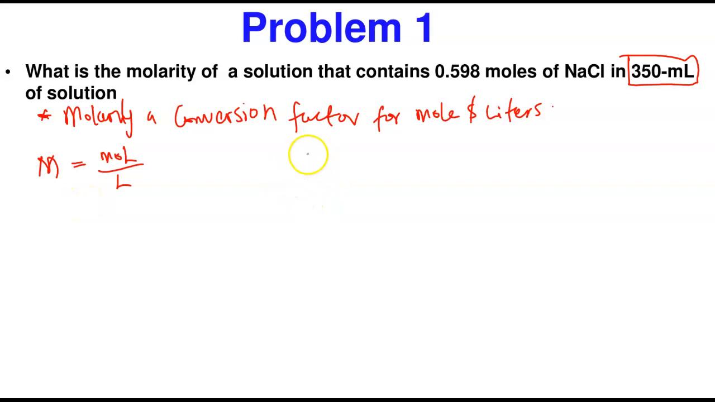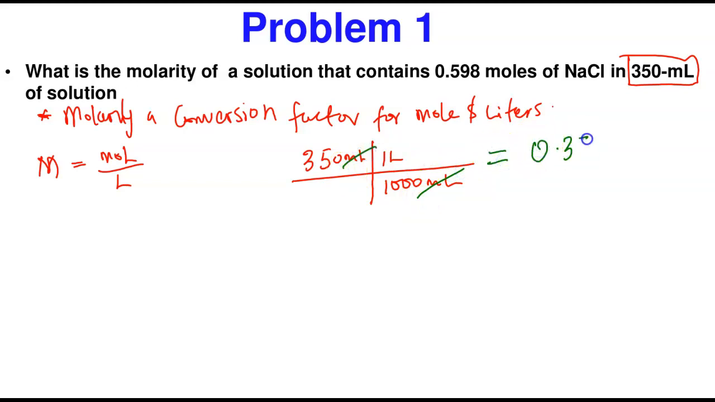So converting that 350 mL, of course, you need to have memorized this now. A liter is equivalent to 1000 mL. And when you do your cancellation properly, you're actually going to get 0.35 liters. That's exactly what you get from that problem.